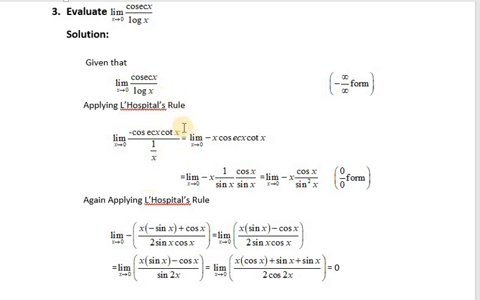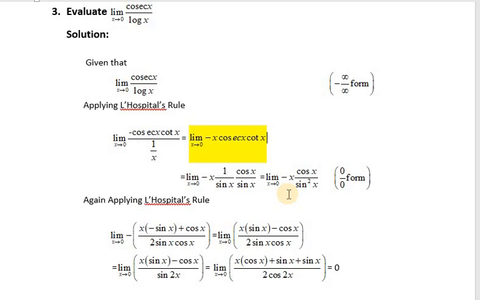So by simplifying this, we get limit x tends to 0 of minus x cosecant x cot x. Now again this can be simplified. So that is limit x tends to 0 of minus x, cosecant x is 1 by sin x, cot x is equal to cos x by sin x. So which implies that limit x tends to 0 of minus x cos x by sin square x. Now again it is 0 by 0 form.